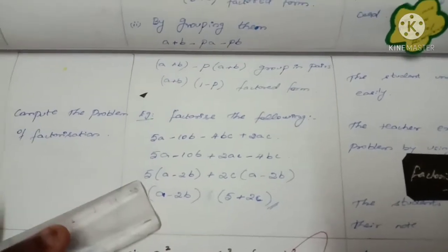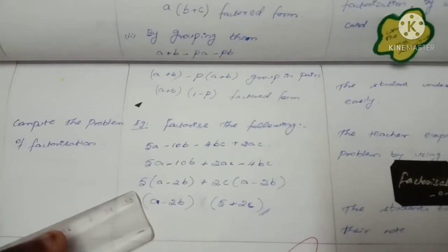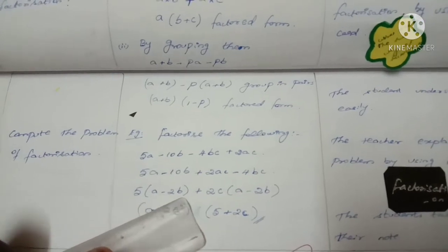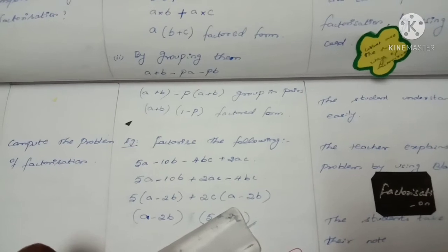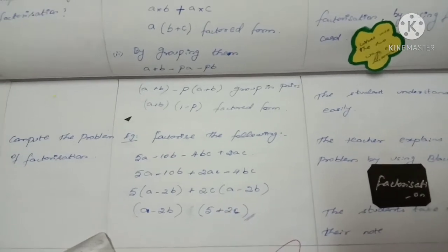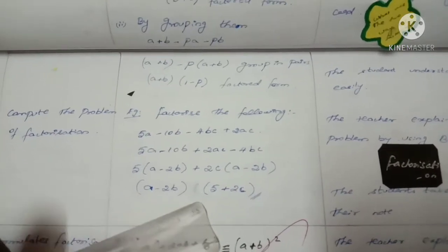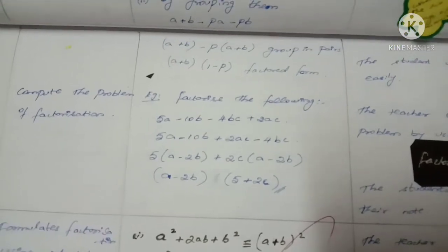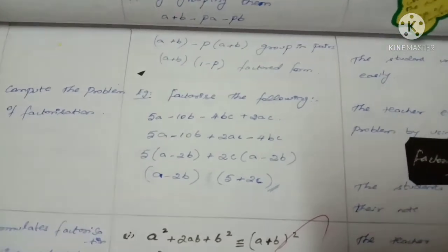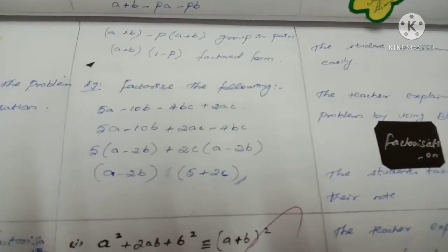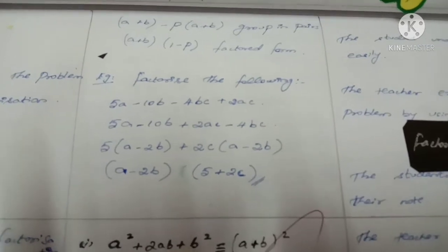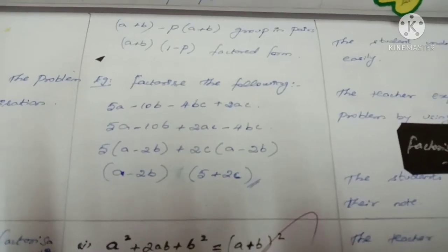That is 5 of a minus 2b plus 2c of a minus 2b. That is a minus 2b into 5 plus 2c. Answer: a minus 2b into 5 plus 2c.